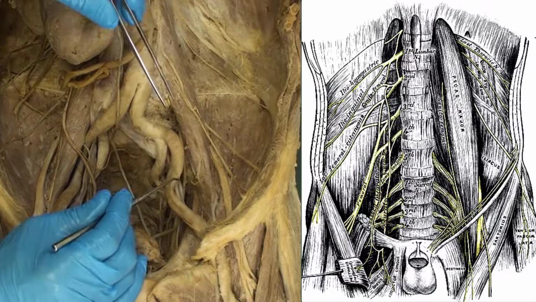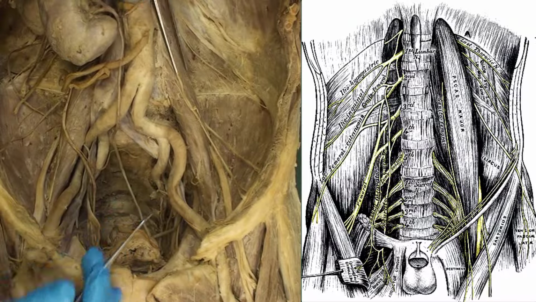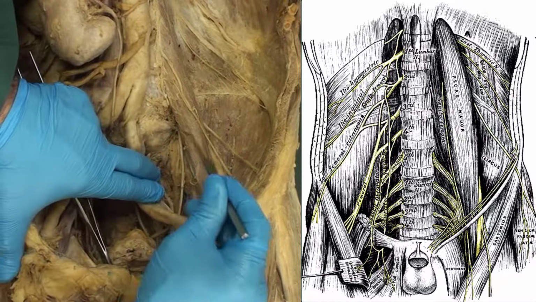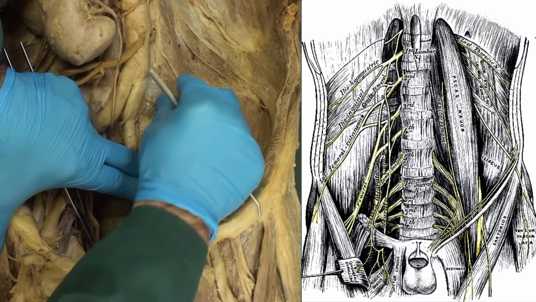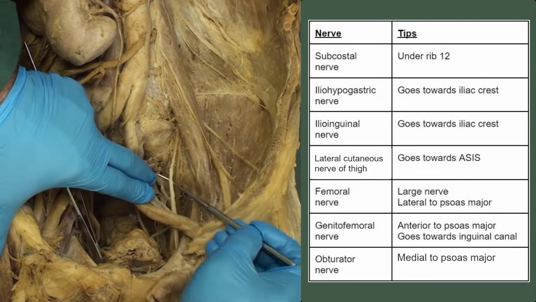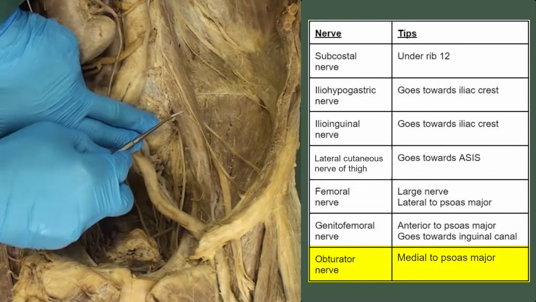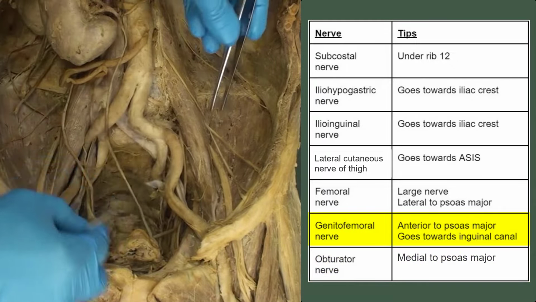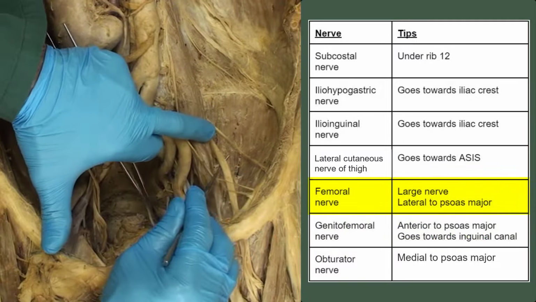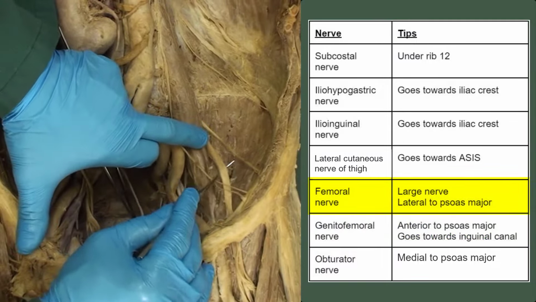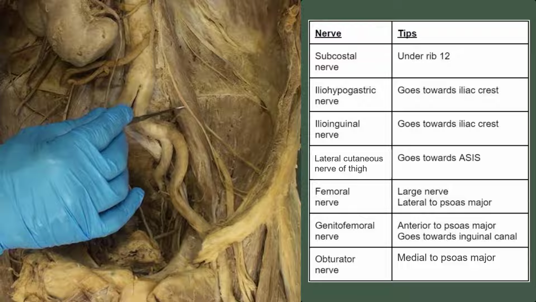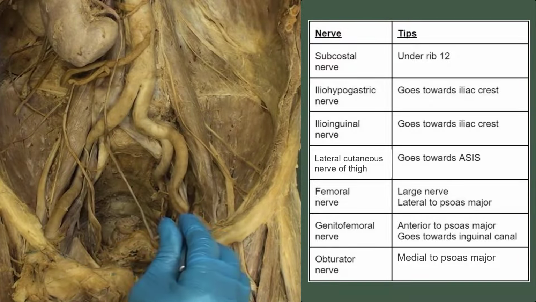Now, let me give you a tip that might help you to find these nerves in the posterior abdominal wall. In regards to this tip, the reference point is the psoas major muscle. The nerve medial to the psoas major is the obturator nerve. The nerve anterior to the psoas major is the genitofemoral, and the nerve lateral to the muscle, which is a thick nerve, is the femoral nerve. So one nerve lateral, one anterior, one medial, right?